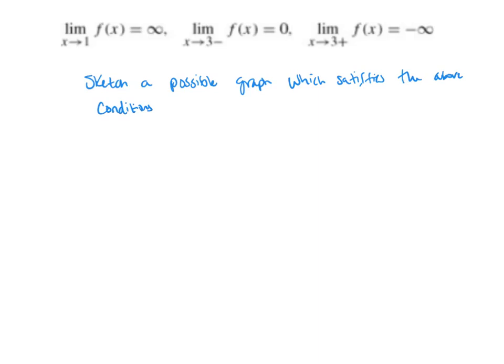So the limit of f of x as x approaches 1 is equal to infinity. So that's not a one-sided limit. Therefore, I definitely have same behavior. I have a vertical asymptote. My graph is definitely going up there. I don't know what else is happening, so all I'm going to do is put positive arrows to the left and to the right of 1.